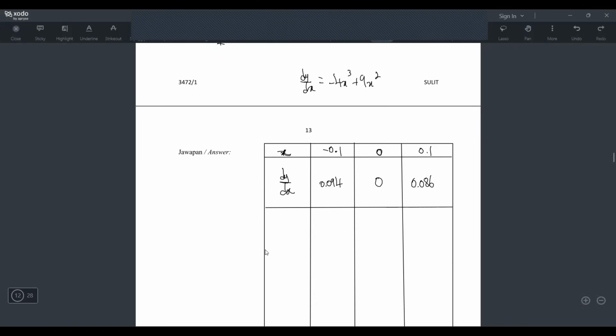So I'm going to open a column here and write the sign of the gradient, the gradient of the tangent, or you can say the sign of dy/dx. So what is the sign here? It's positive. This one, zero, no sign, so I just write 0, and then this one is positive also.